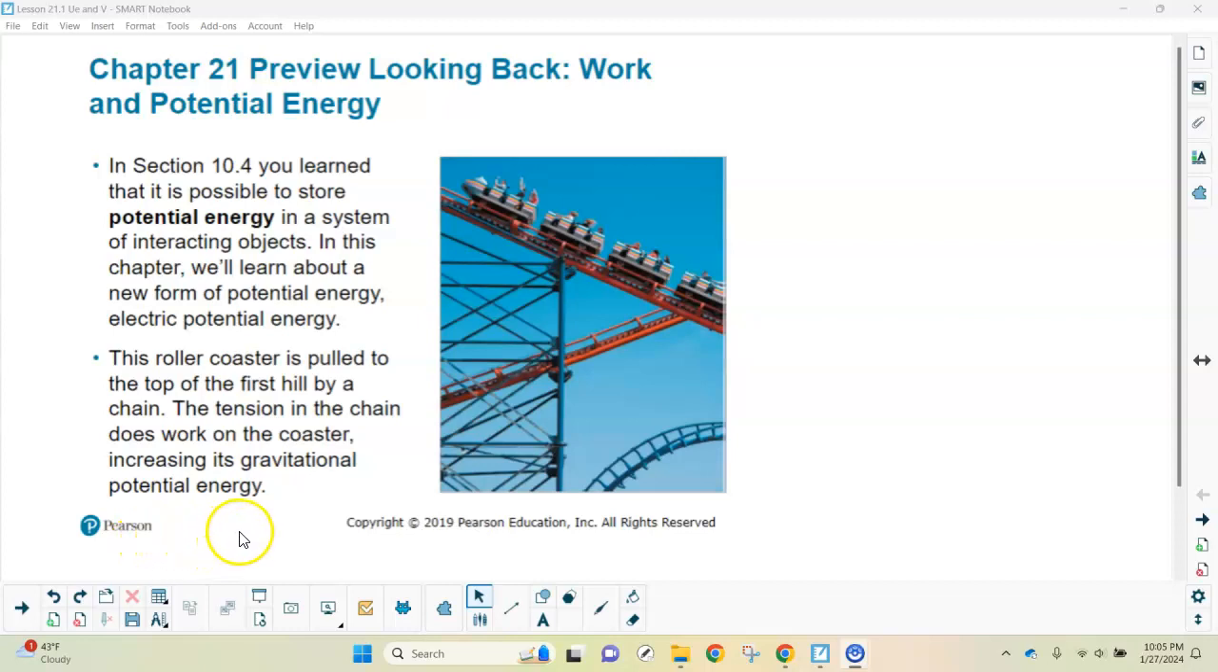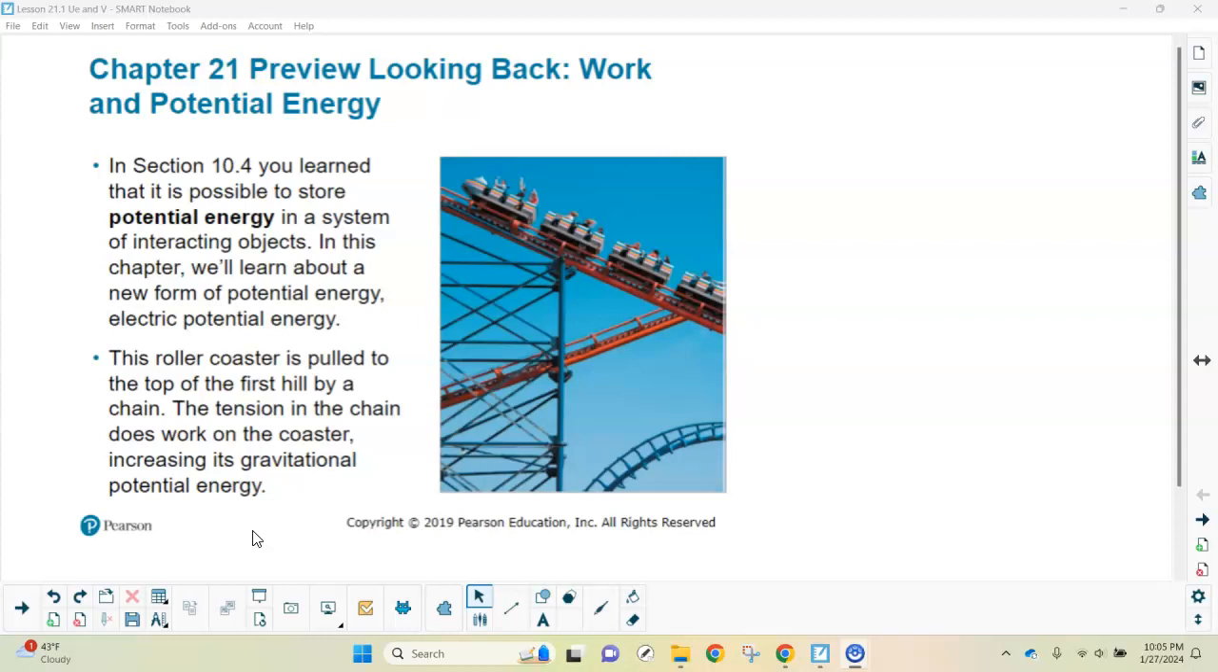This is video 21.1, the start of chapter 21, which focuses on various topics like electrical potential energy, potential difference, and then the idea that we won't get to in this video, which is capacitance. There'll be a whole other video next week for that. So in chapter 21, one of the first ideas we talk about is electric potential energy.